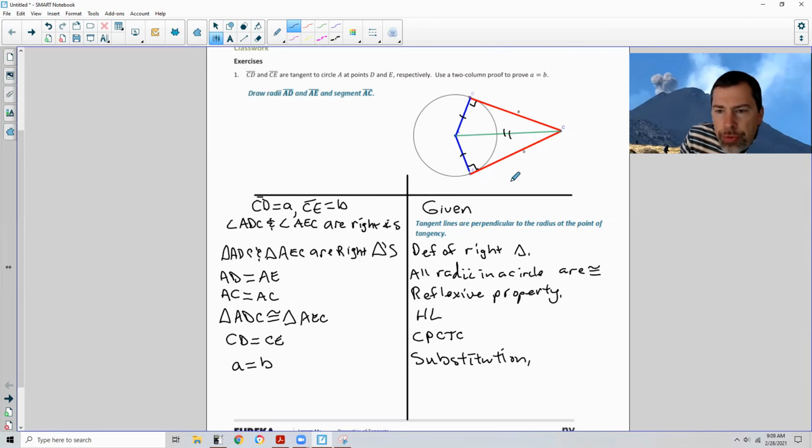Okay, so what did we just prove? Well, we proved that if you have a point outside a circle and you draw a tangent to this side of the circle and a tangent to this side of the circle, those two tangents have to be congruent every time because of this proof.